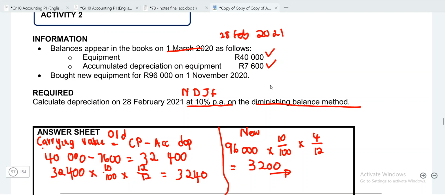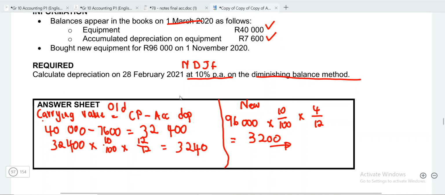I'll look for another example that has a residual value, just so that you can see how these things can be a little bit different, but the principle will be the same. Remember, in terms of residual value, you make your carrying value 1 rand, and you check what is the maximum depreciation that you can get from that particular asset. Okay, so we are done with this part.